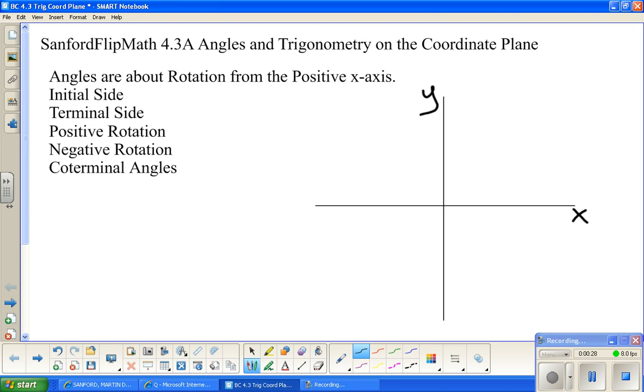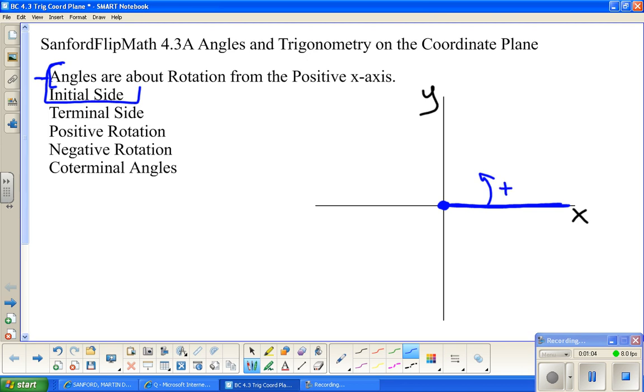Now here's the thing. We need to talk about what an angle looks like on the XY plane, on the XY axis, on a graph. The first thing we need to note is that angles are about rotating, and we're rotating from the positive x-axis. The positive x-axis is referred to as the initial side. So anytime we're talking about an angle in standard position, and that's the terminology your book uses, the angle starts on the positive x-axis, and then we're going to rotate to the other side of the angle.